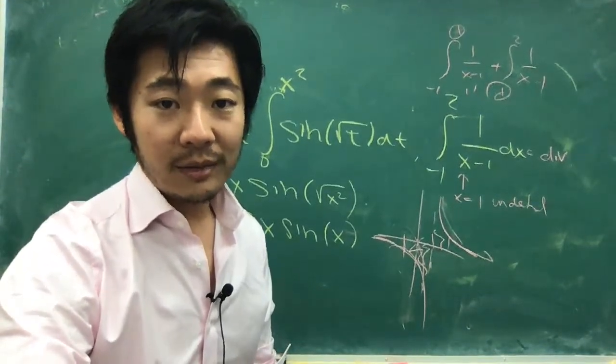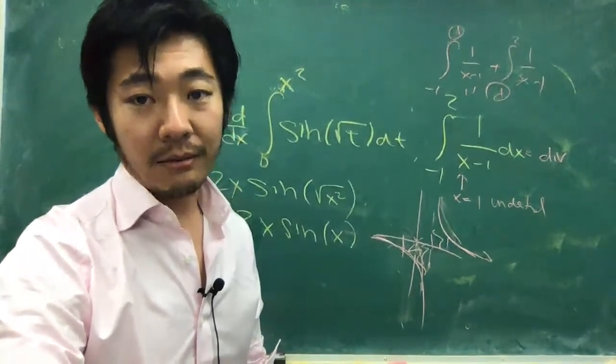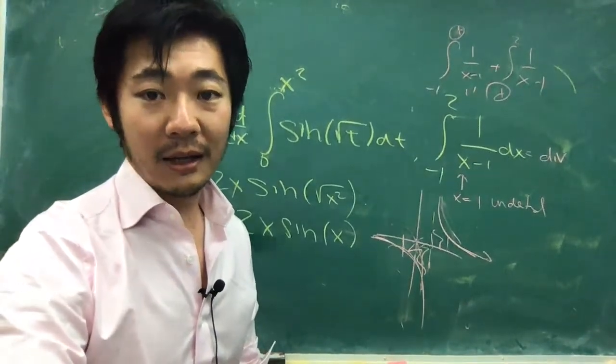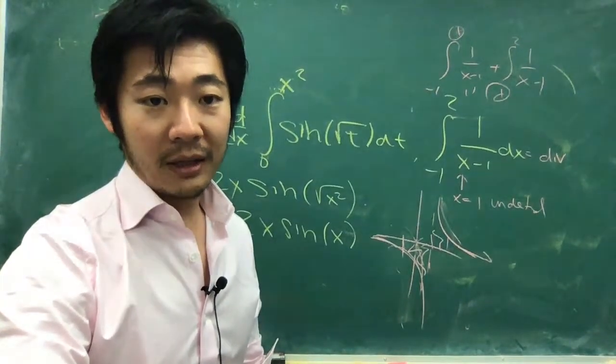Find the volume of the solid. So that one's an easy one. You just square the whole thing, and then don't forget the pi. So let's skip that one.